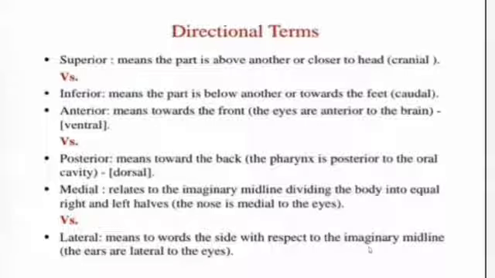Next, anterior. What does that mean? It means towards the front. For example, the eyes are anterior to the brain. Posterior, which means towards the back. For example, the pharynx is posterior to the oral cavity.